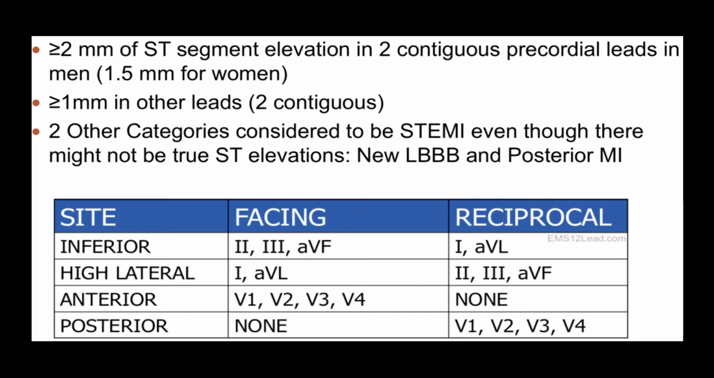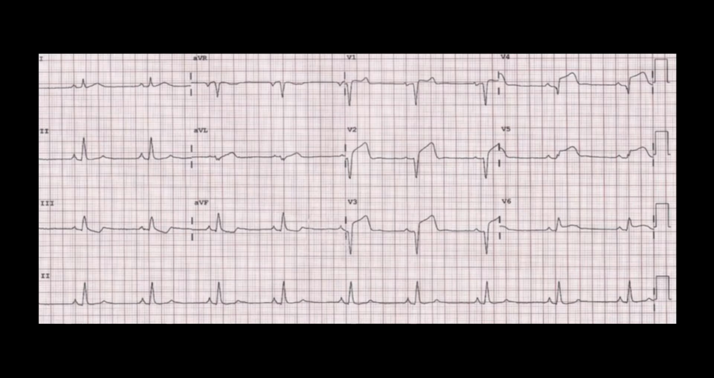So here's a little screen capture for you for identifying where potential MIs are and what they're affecting. Here's a couple examples.